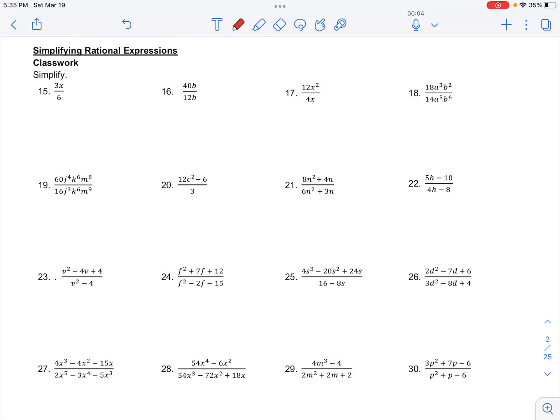Number 25 in your class check for simplifying rational expressions asks you to simplify the fraction. So we're going to pull out the greatest common factor in the numerator and denominator here. In the numerator, we can pull out a 4s out to the front, so we're left with s squared minus 5s plus 6 in the numerator.